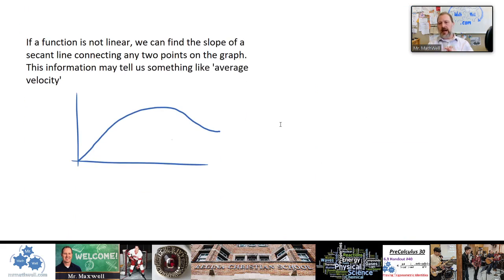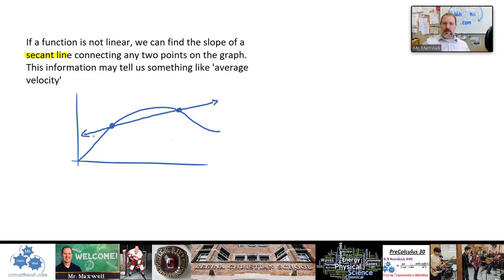Now, let's take a look at what happens if we don't have a straight line, okay? If the function is not linear, like this function right here, this blue graph right here is curved, right? It's kind of just a little snaky. We can find the slope of a secant line. Now, a secant line is a line that connects any 2 points on the graph, okay? So, for example, this point, a random point, and this point would have a secant line connecting them, okay?